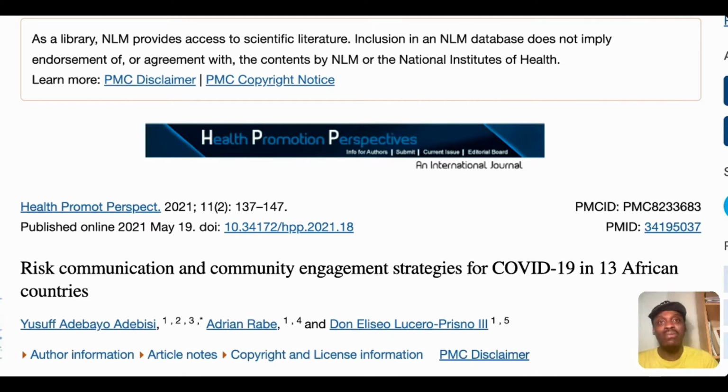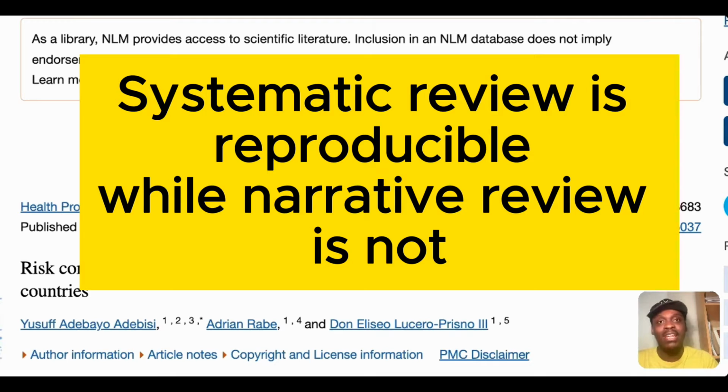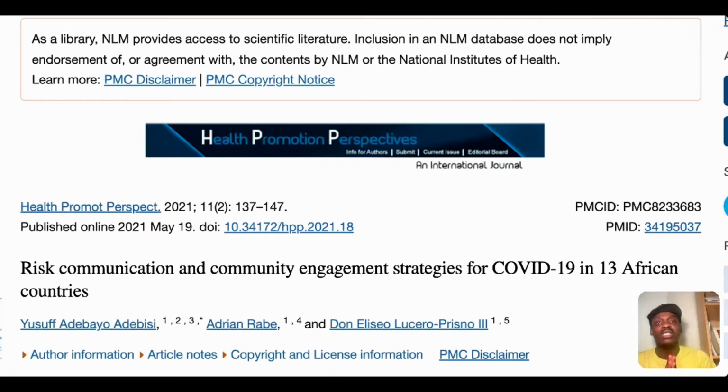And as a researcher, you have to avoid that, to make sure that the evidence that you're selecting in your narrative review is all-encompassing to give us a good overview and a very good insight about the topic that you're writing on. But for a systematic review, you will see that the method section is always detailed, and it is expected that if another person tries to do that systematic review again, they should be able to get the same answer as what you have published. But for a narrative review, reproducibility is not the most important thing.